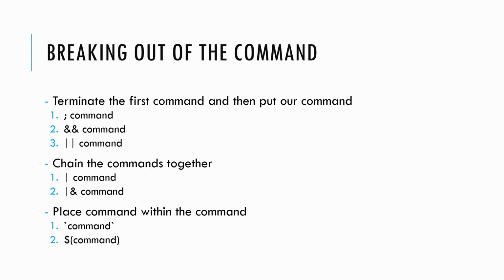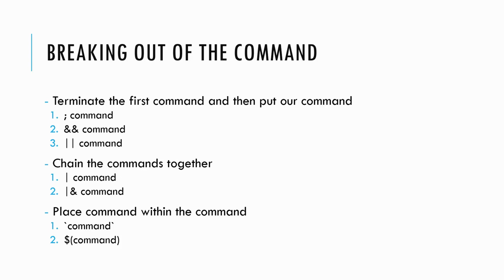So if the first command exits with a status code of 0, then only will the second command run. Otherwise, the second command will not run. What the OR does is that if the first command exits with a status code of 0, then it will not even bother to run the second command. But if the first command does not exit with a status code of 0, it will then only run the second command.